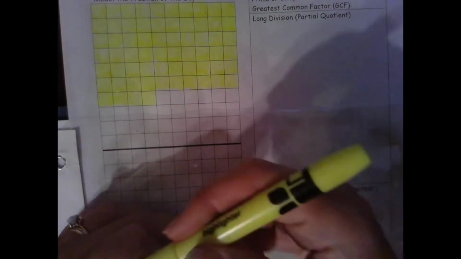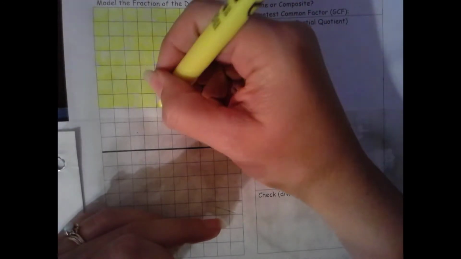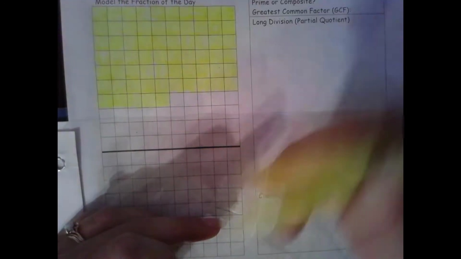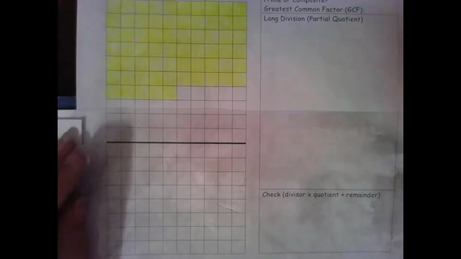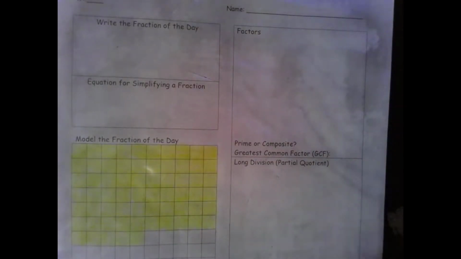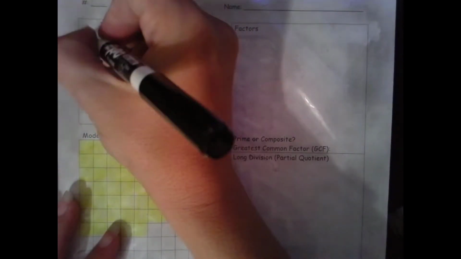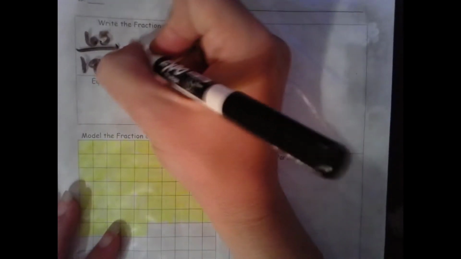Let's go ahead and get this highlighted. Okay, so let's get down our fraction. We have 180 total school days. We're on day 65.